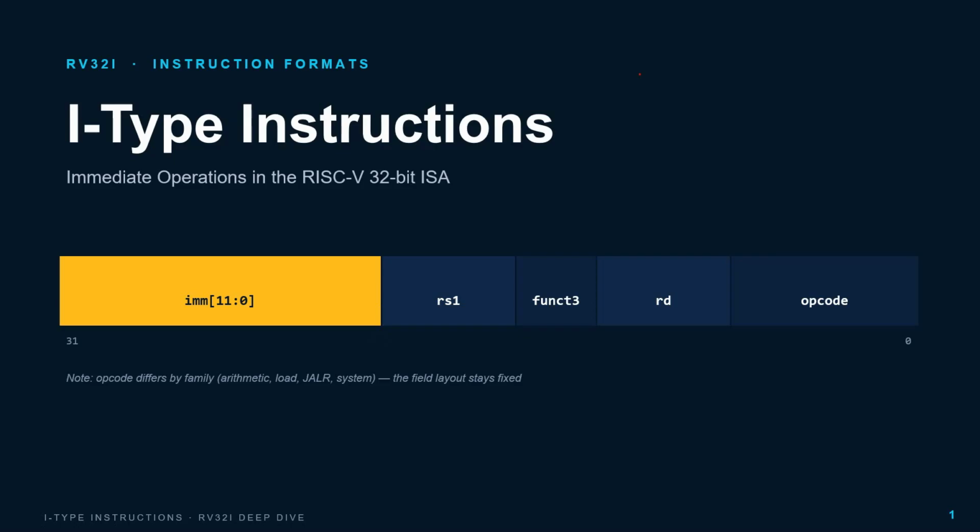Coming to my I-type instruction format, I stands for immediate operations, where in the instruction itself I'm going to provide an immediate value, whereas in the case of my R-type instructions I was not providing any immediate value in the instruction itself. I was basically providing the register offset addresses, that's it. But here, in the case of my I-type instructions, I'm going to provide the immediate value in the instruction itself.